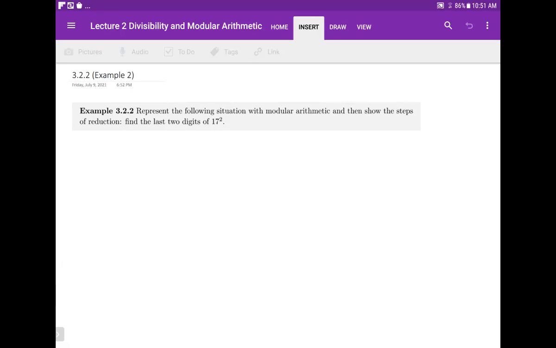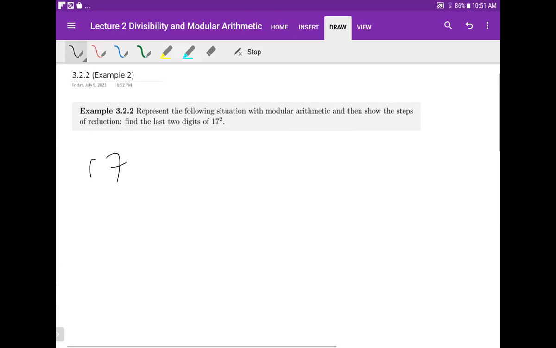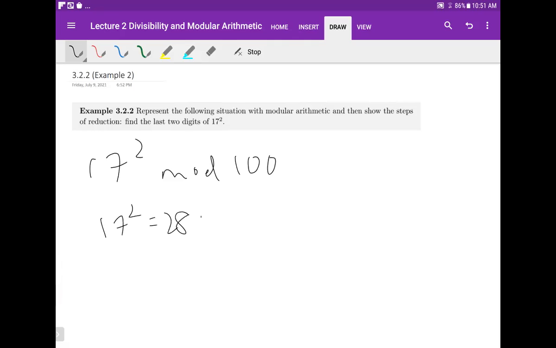So essentially what this problem is saying is that we want 17 squared mod 100. And we want to reduce this, which means we want the expression to be a non-negative integer less than 100, right? So 17 squared is equal to 289, which is equivalent to 89 mod 100. And that's just by taking the remainder when 289 is divided by 100.